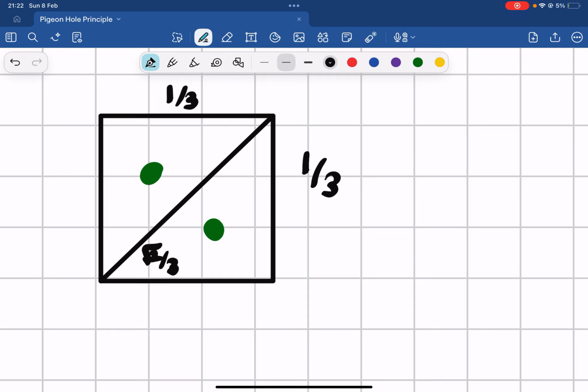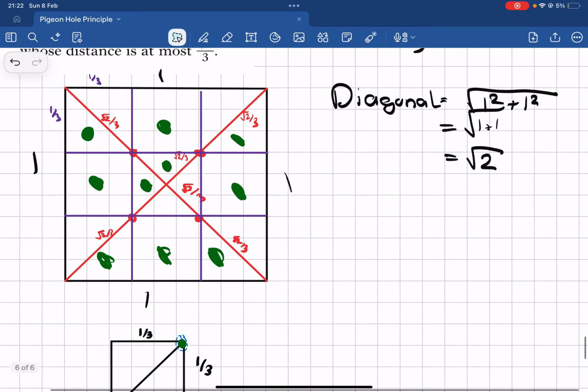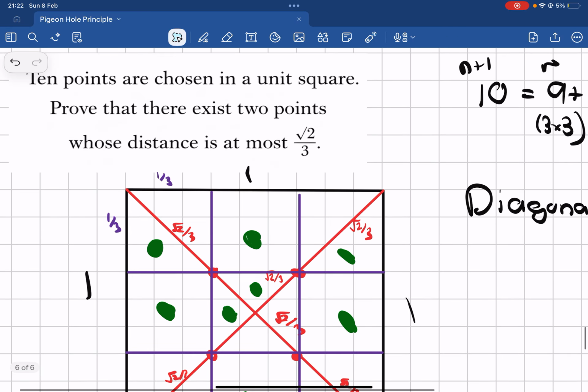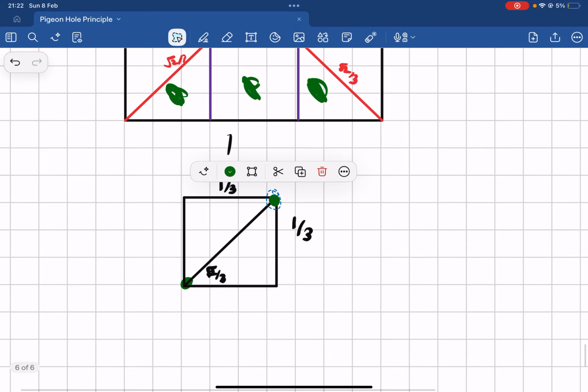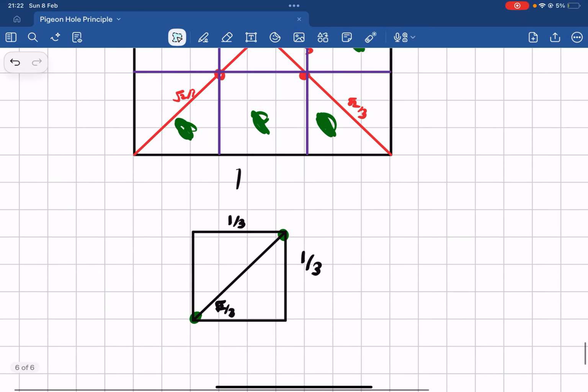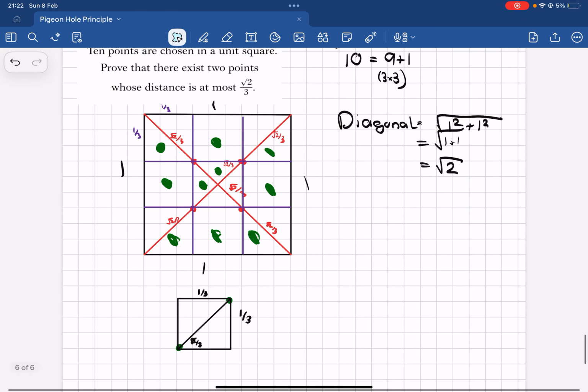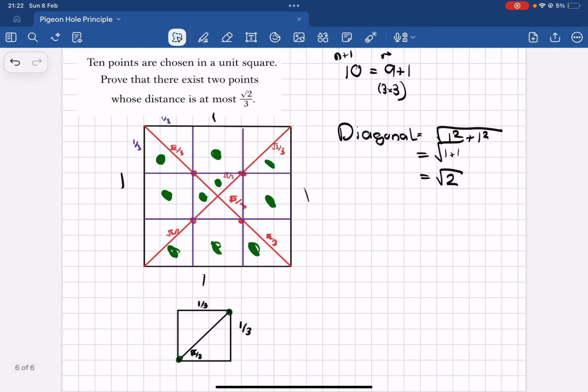And we know the longest line that can be made within a square is the diagonal. So essentially the maximum distance apart these two can be is root 2 over 3 within the square. So now that we've done that, we can say that there are 2 points within this square where the distance is at most root 2 over 3, which is excellent because that's just our question done.